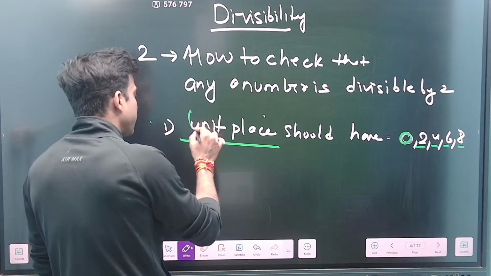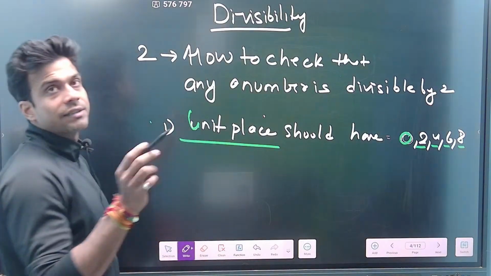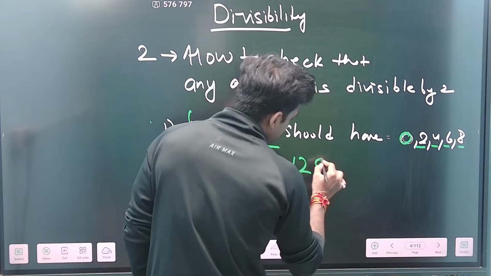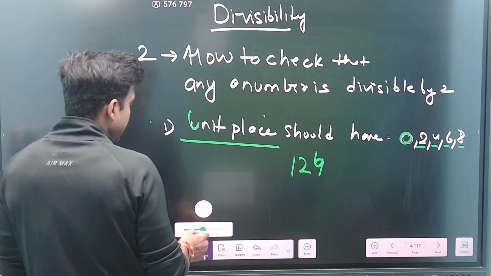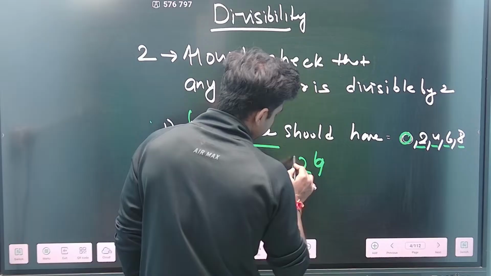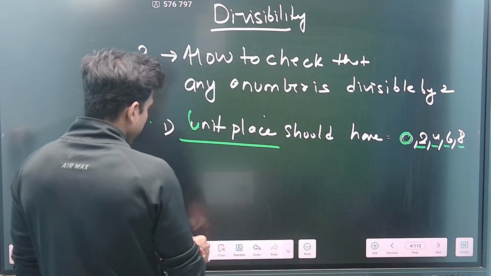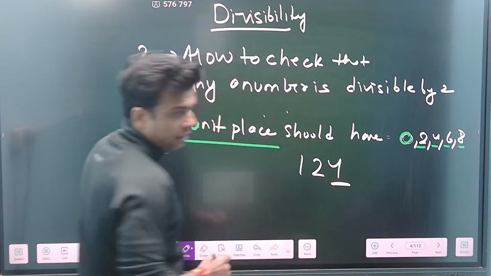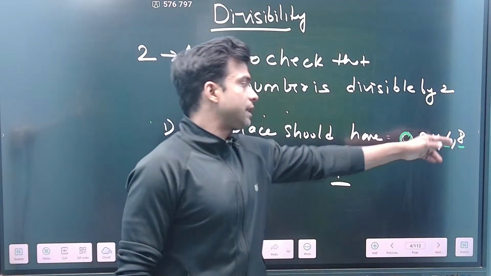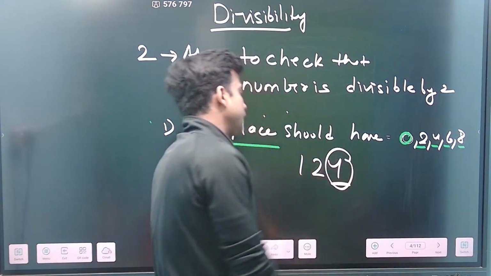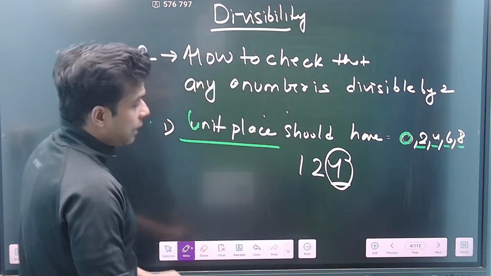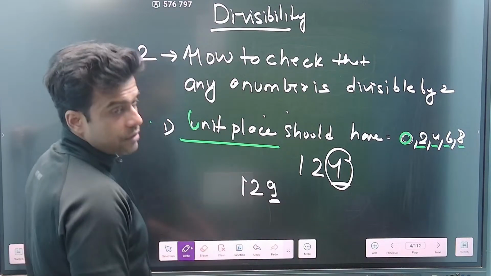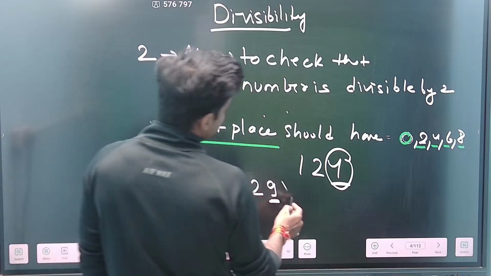Suppose I take an example like 124. Directly you can say that the unit place is containing what I taught, which is 0, 2, 4, 6, or 8. This is 4, so you can say that this whole number will be divisible by 2. Now if I take a number 129, this 9 is not divisible by 2, so this number is not divisible by 2, correct?